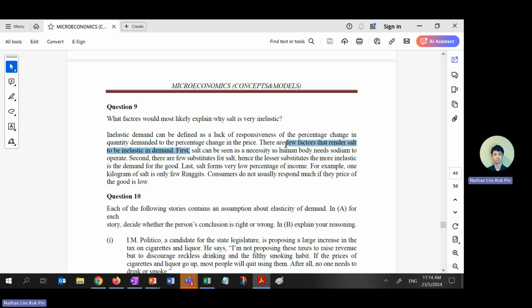Salt is a necessity, as the human body needs sodium. Wow, when you write like that, straight full marks. I don't need to check the other factors already, because you know how to apply. Actually, it's true.